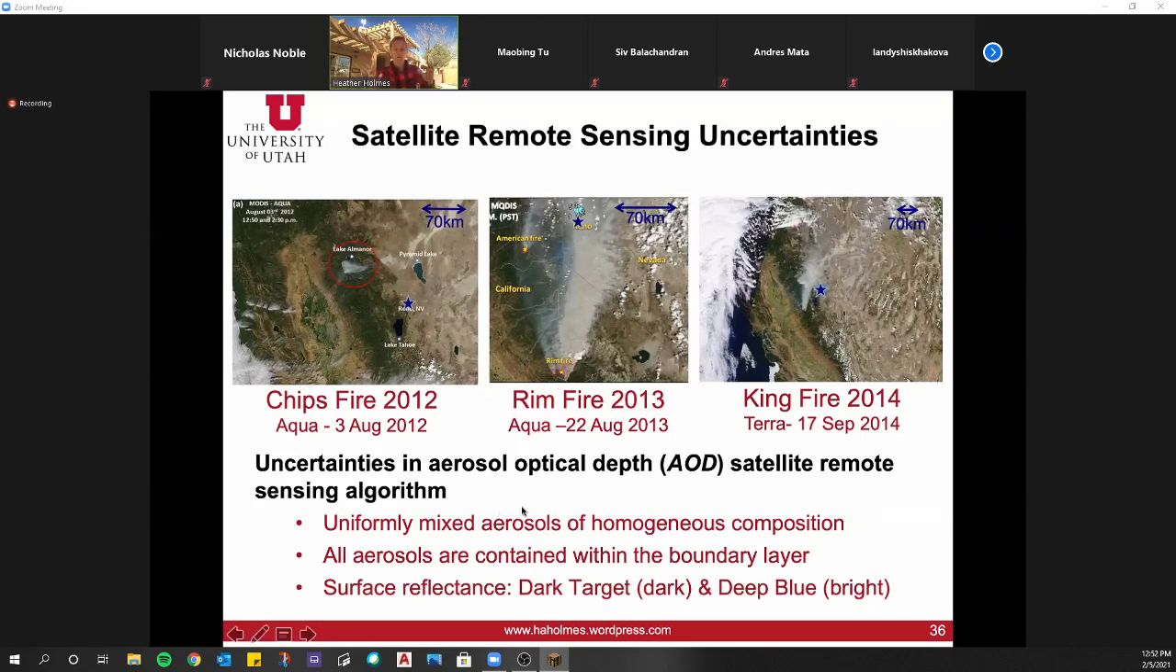When the satellites try to quantify the aerosol optical depth, we have issues because the aerosol layer vertically in the atmosphere is not uniformly mixed, and not all the aerosols are confined within the boundary layer, meaning that aerosols can be injected really high up in the atmosphere with these fires that happen in the Western US. And also the surface reflectance, we've found, really impacts the quality of the AOD retrievals from satellite.